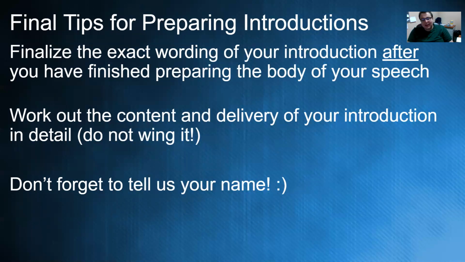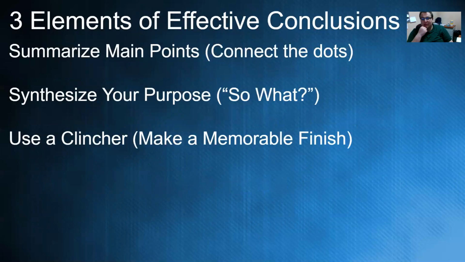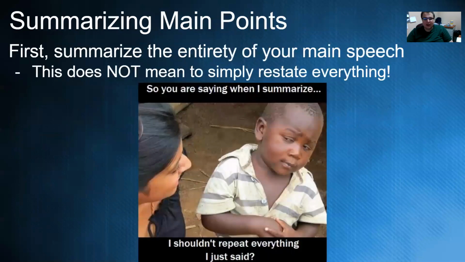Okay, so that's introductions. So lastly, let's finish up with conclusions. In conclusions, there's 3 elements that you need to do in every speech and paper you ever give. Summarize, synthesize, and use a clincher. Okay, so just jumping right in, summarizing. I don't know where in society we went wrong, but somewhere our K through 12 teachers began to teach us that you should just simply say what you said in a different way, and that is what summarizing is in a conclusion.